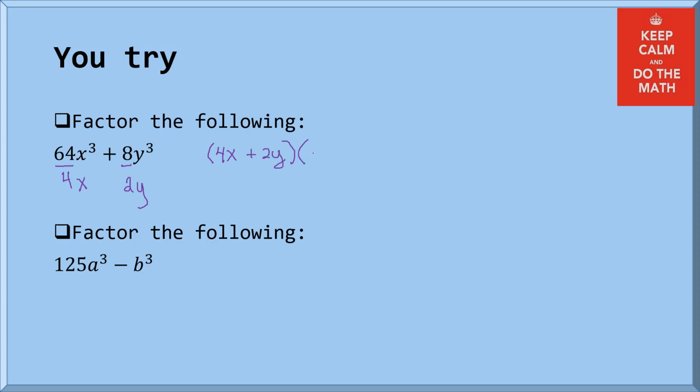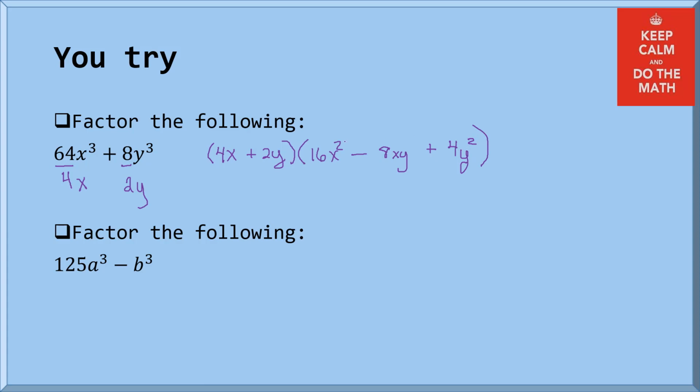The trinomial will be the first term squared, so 4x squared is 16x squared. I need that 1 minus sign, so it has to come next. The middle term is simply multiplying the 2 terms together, 4x and 2y. So 4 times 2 is 8, x times y is xy. Last term always has to be positive because I'm squaring. So if I square 2y, I'm going to get 4y squared.